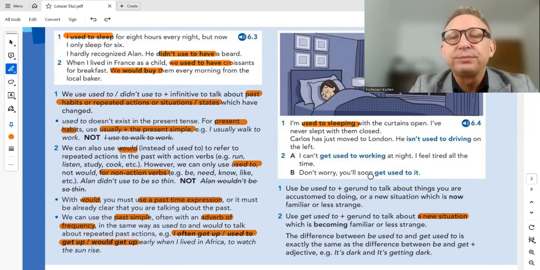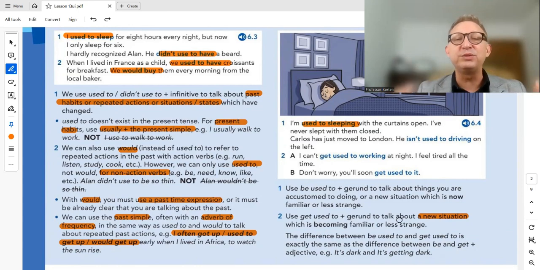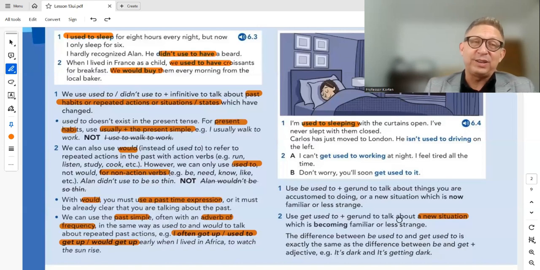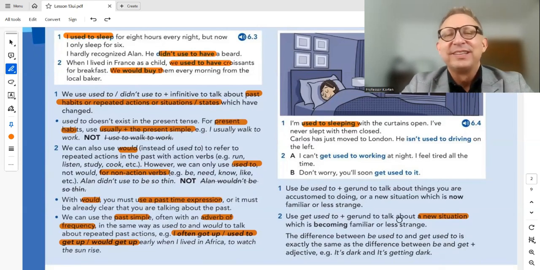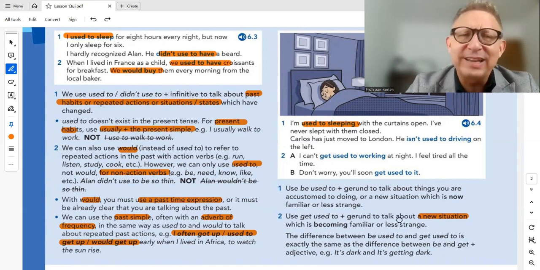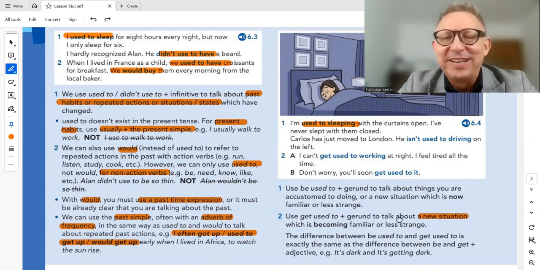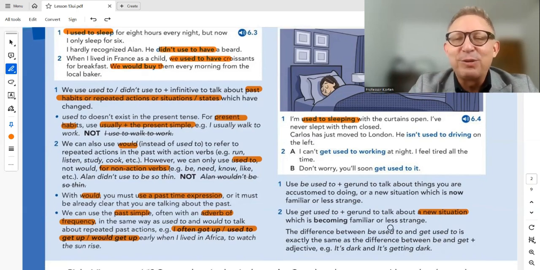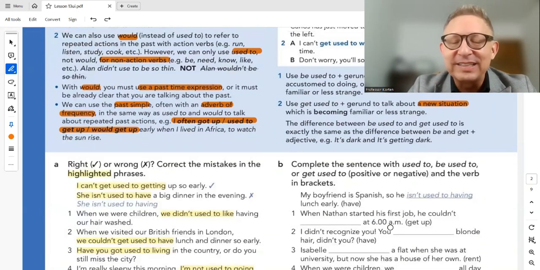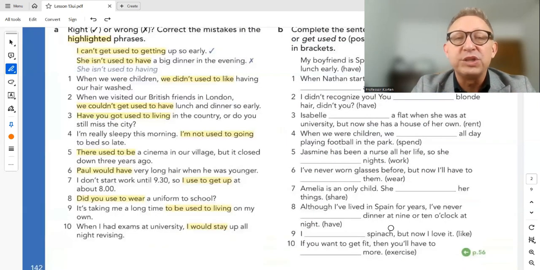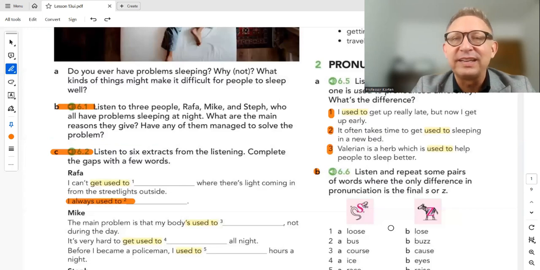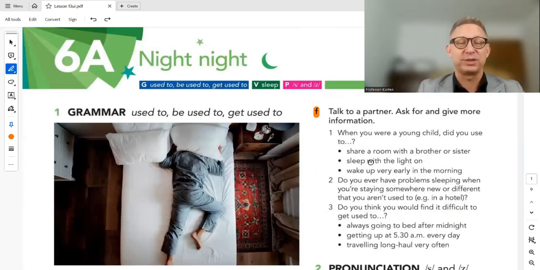All right. We use get used to plus gerund to talk about a new situation. I can't get used to working. Hopefully, you are used to studying English with Professor. I don't want to hear that you can't get used to him. That would be very disappointing. I hope you can. And you are using and improving and taking these lessons very seriously, because these are words you will use often in real conversations in English.